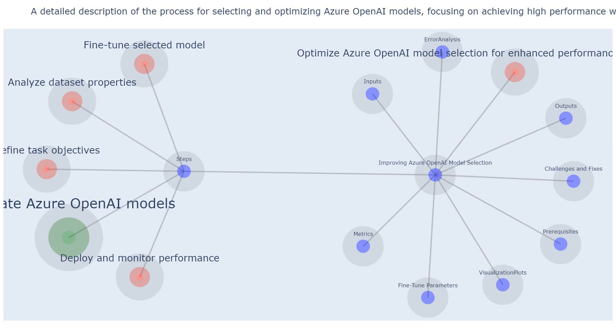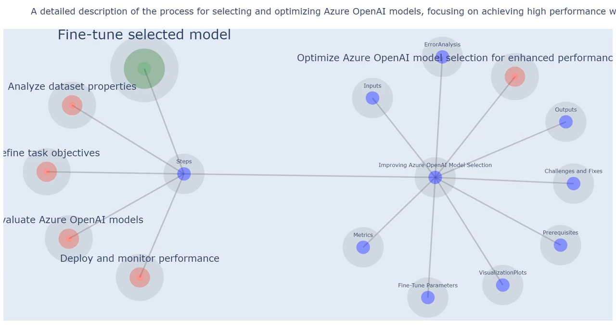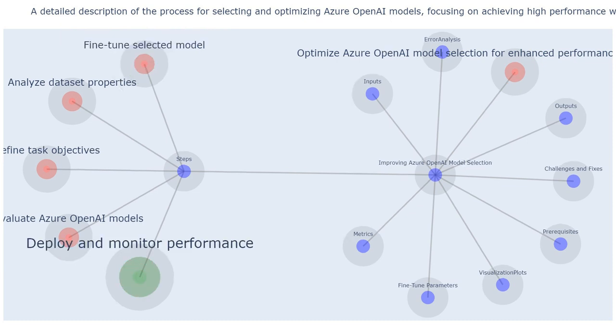Evaluating various Azure OpenAI models. Assessing their performance on the given task and dataset using metrics like accuracy, precision, recall, and F1 score. This step might involve comparing models with different architectures and sizes. Fine-tuning the chosen model using techniques like hyperparameter optimization to achieve the best possible performance on the specific task and dataset. Deploying the trained and fine-tuned model into a production environment and continuously monitoring its performance, ensuring it meets the defined objectives and adapting it as needed.